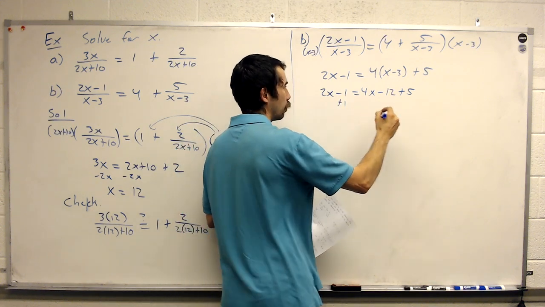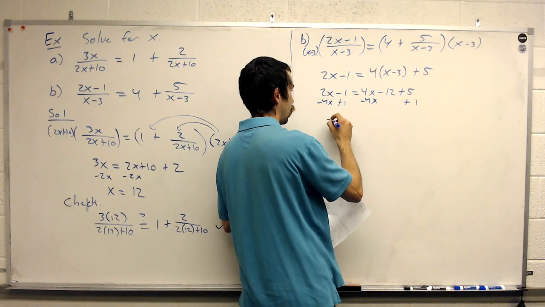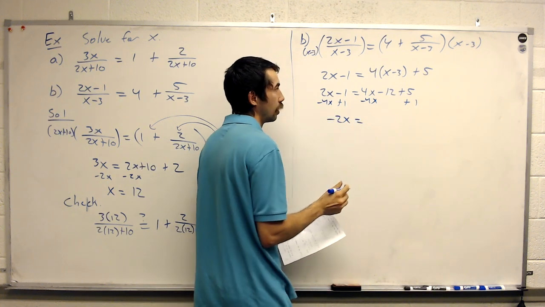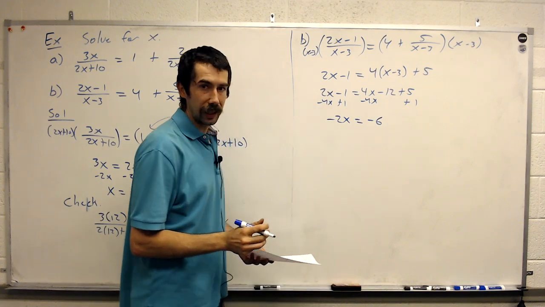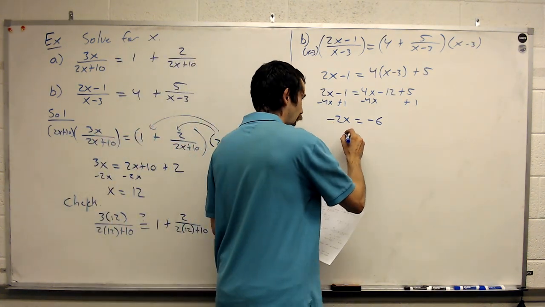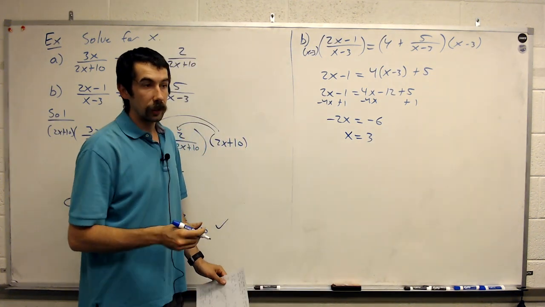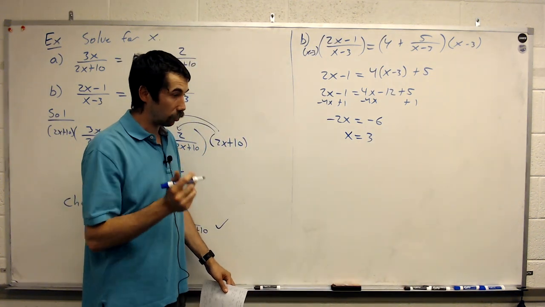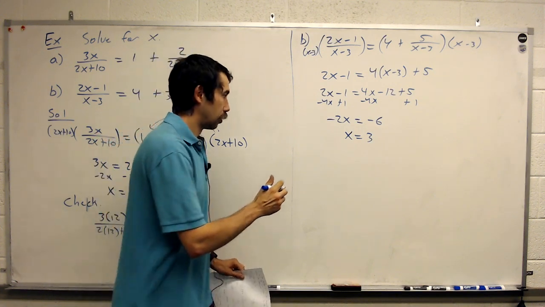I'm going to add 1 to both sides, and I'm going to subtract 4x from both sides. And we have minus 2x equals, well, negative 6. Dividing both sides by negative 2, we have x equals 3. So you might be thinking, x equals 3 is the answer. We need to check our answer. So we check.